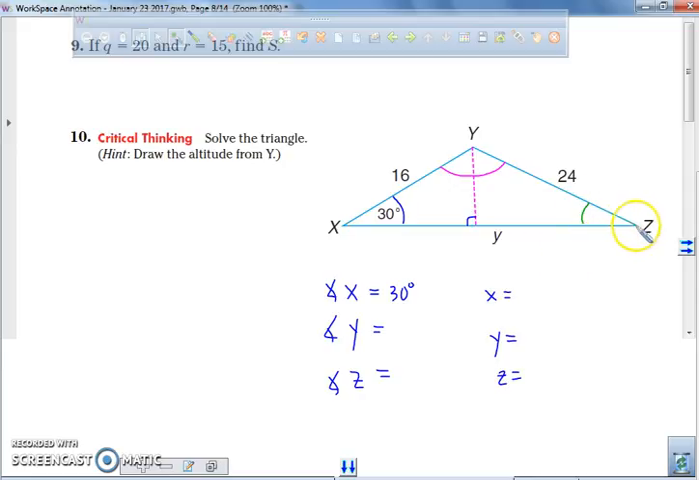Now, across from angle z, I'm going to call this side lowercase z. So that's 16 units. And 24 represents lowercase x. And y, well, that's the distance from here all the way across. So obviously, of the three sides, y would be our longest side.